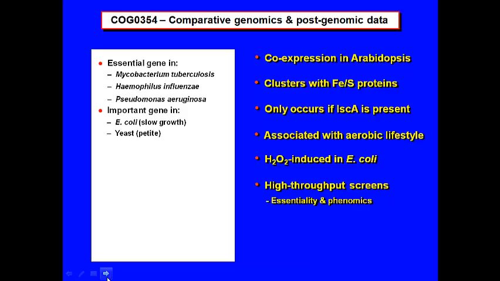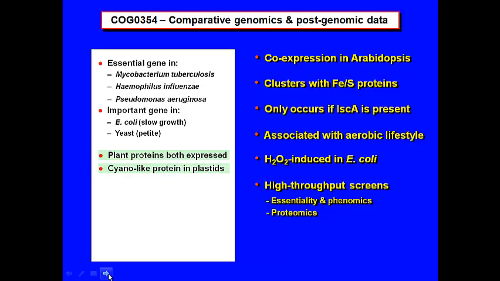These have actually lost their mitochondria. And high throughput proteomic screens show us that both plant proteins are expressed, that the cyanobacterial-like one is in plastids, and most importantly, modeling of the E. coli structure shows that the protein has a folate binding site similar to its relative protein GCVT.